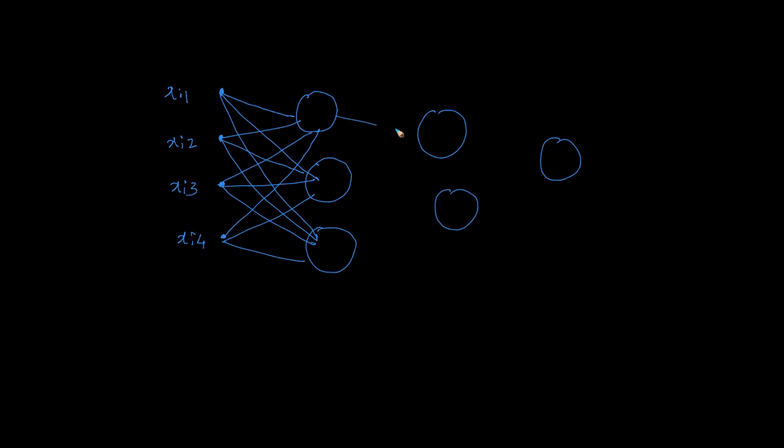The output of this neuron is given here as well as here. The output of this neuron is given here as well as here. The output of this neuron is given here as well as here. The output of this neuron is given here and here, and this is the neuron from where we get the final output. Let's call this output yi, because this was the ith data point, so this is the ith output, right? The output corresponding to the ith input.